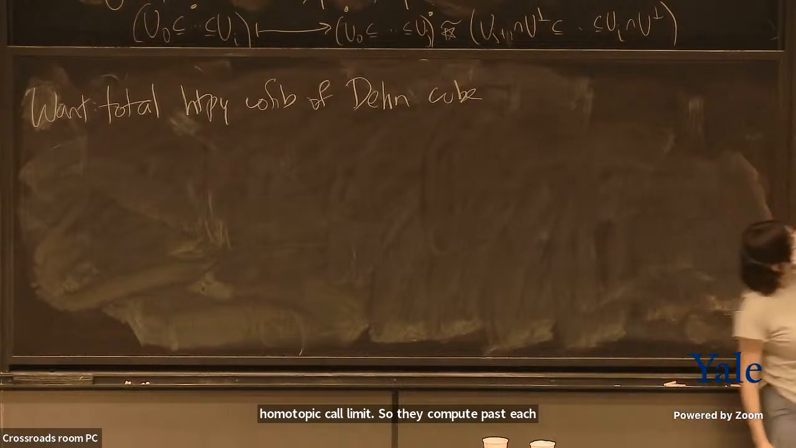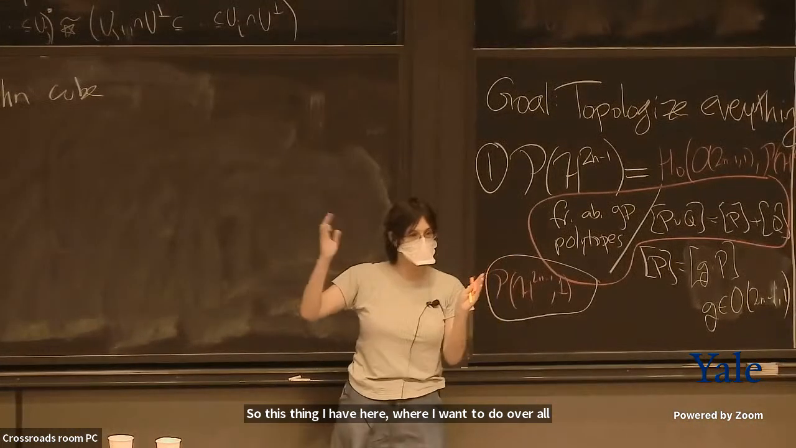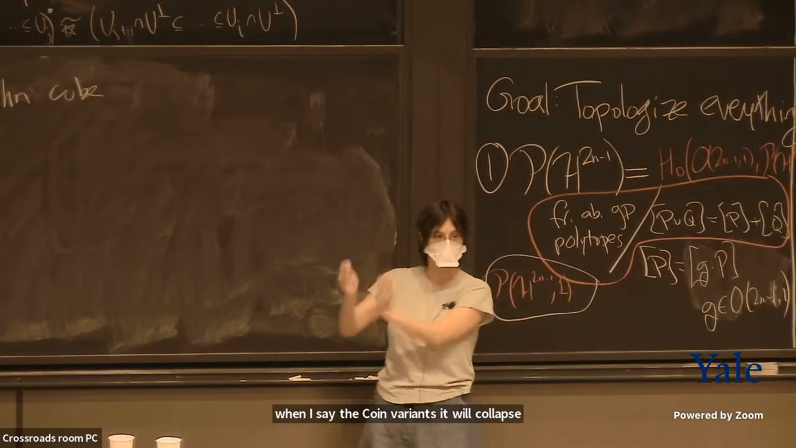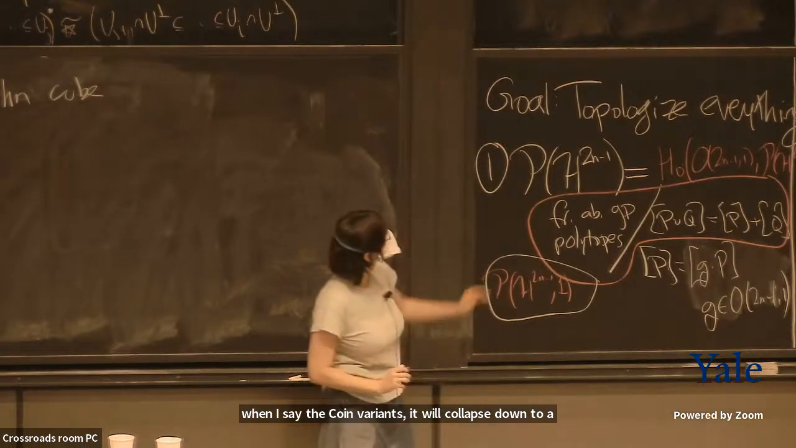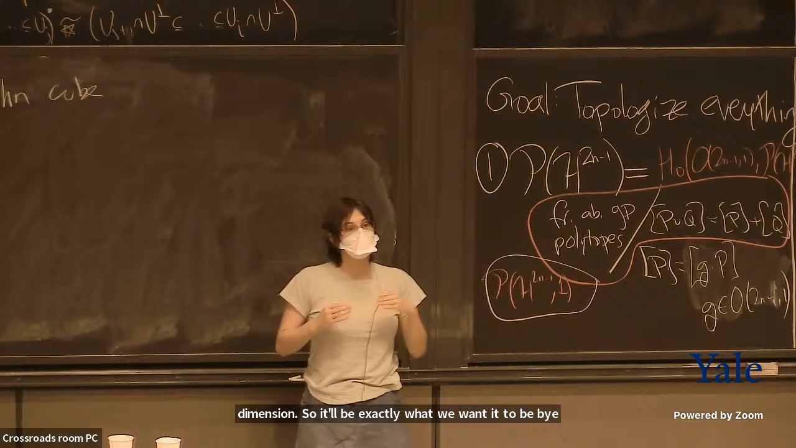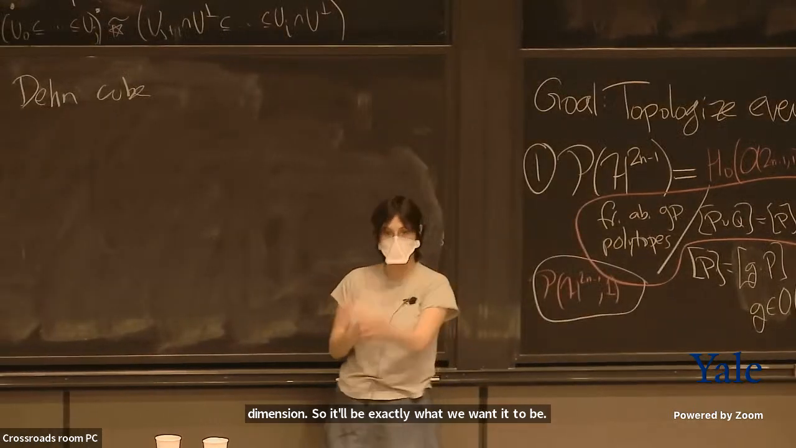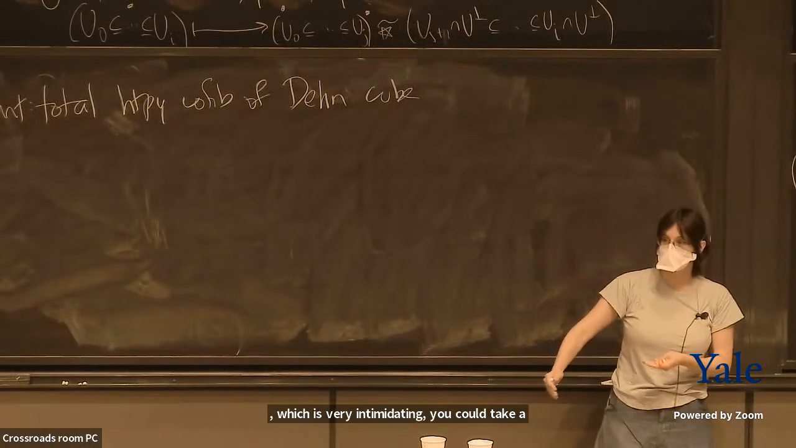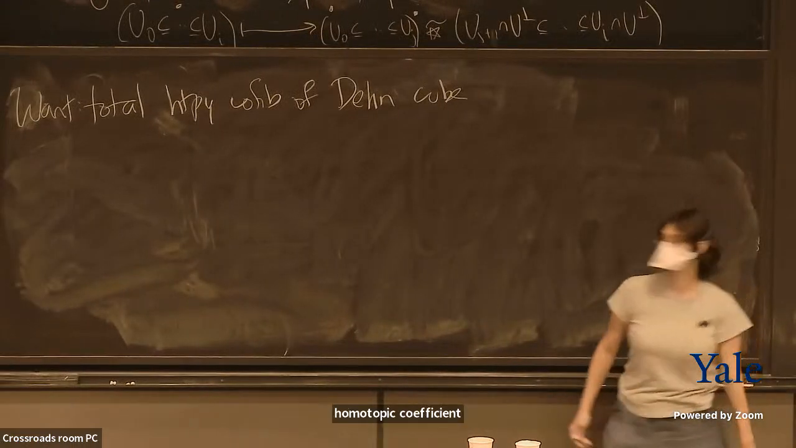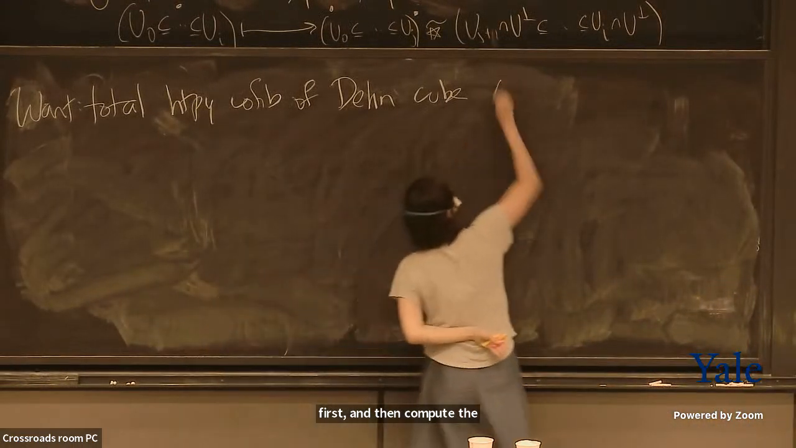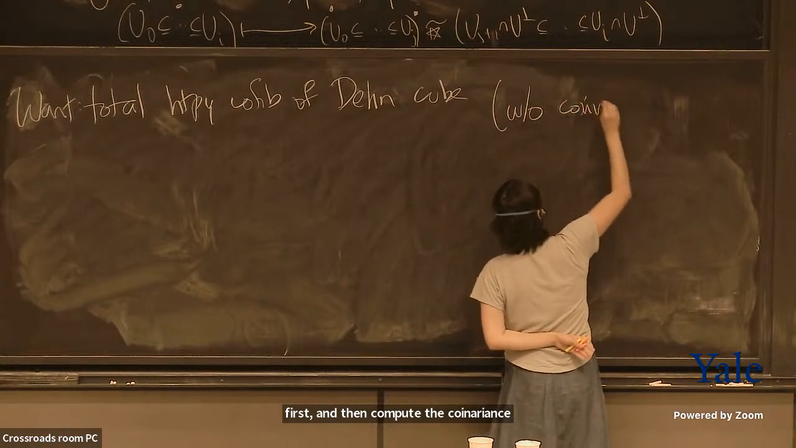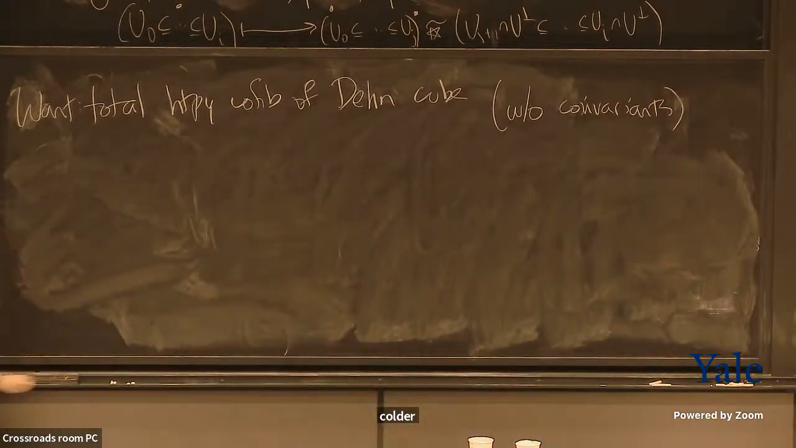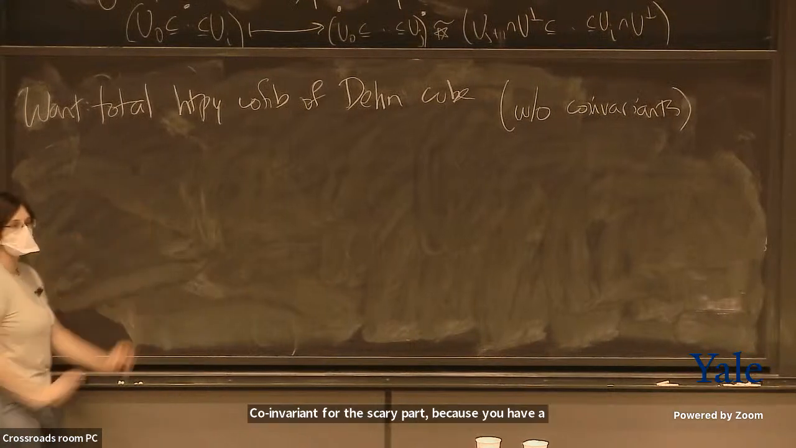So this thing I have here where I wedged over all of the U's, I have this giant wedge. When I take the co-invariants, it will collapse down to a single example in each dimension. So it'll be exactly what we want it to be. But instead of having to compute the co-invariants first and then the total homotopy cofiber, which was very intimidating, you can take the total homotopy cofiber first and then compute the co-invariants. Co-invariants are the scary part because you have a giant Lie group and you think of it as a discrete group. So we're doing that last.